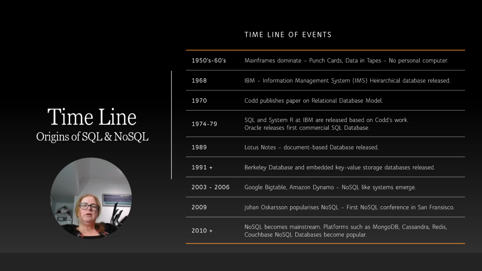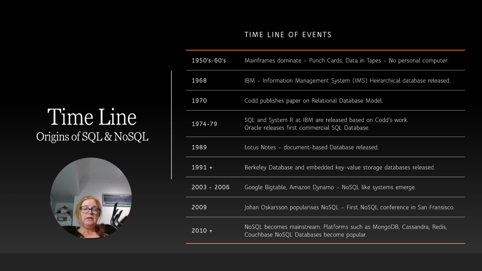In 1970, Codd published the paper, The Relational Database Model, which discussed the relational data model. And so then from 1974 to 1979, SQL and System R was released at IBM. This was based on Codd's work. And Oracle released its first commercial SQL database. There are other things there that have come to note. In 1989 there was Lotus Notes, a document-based database release. Then in 1991 there was the Berkeley database, an embedded key-value storage database.